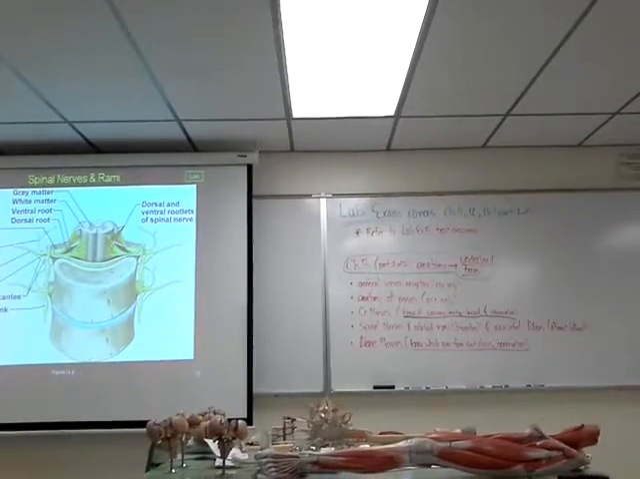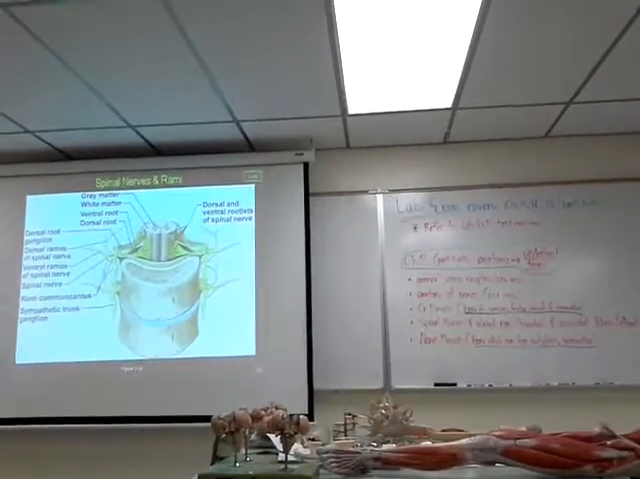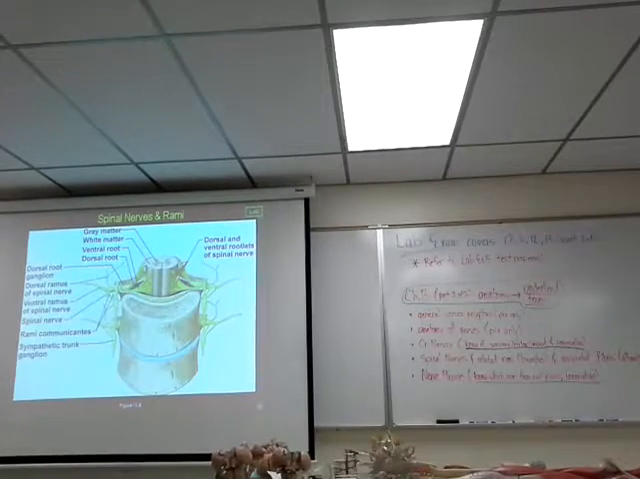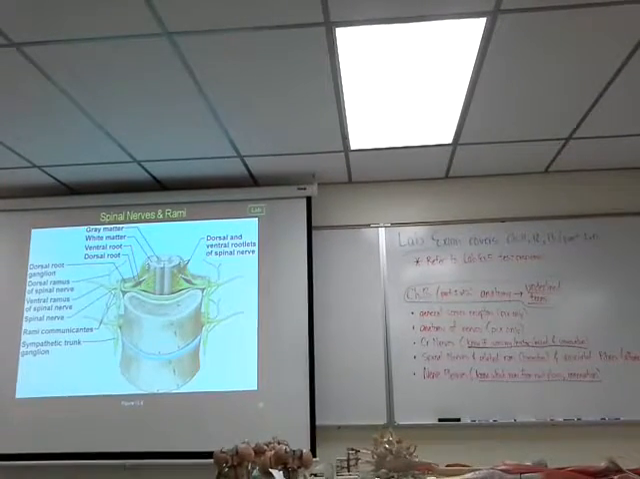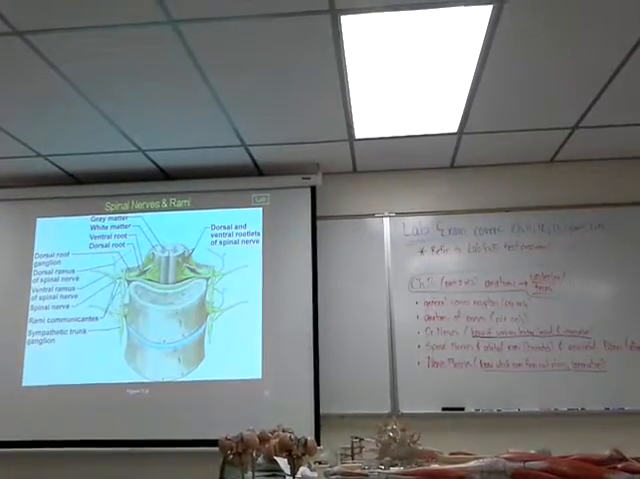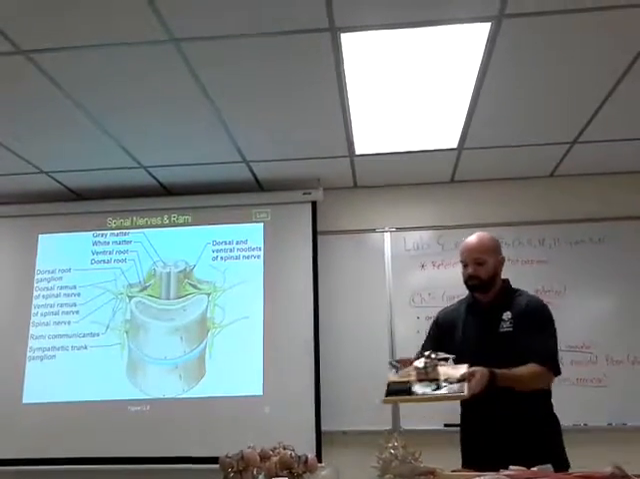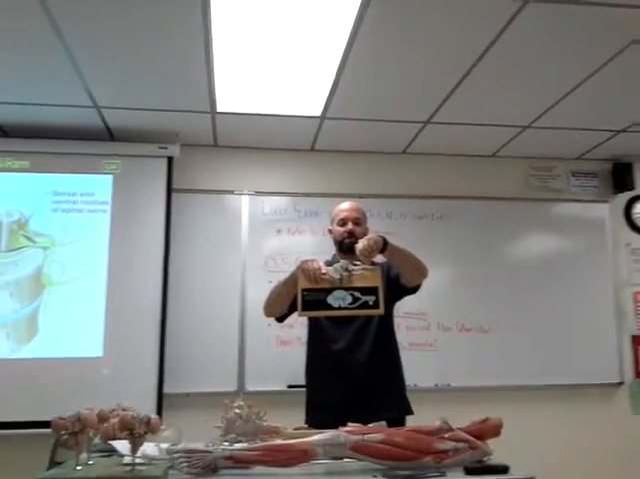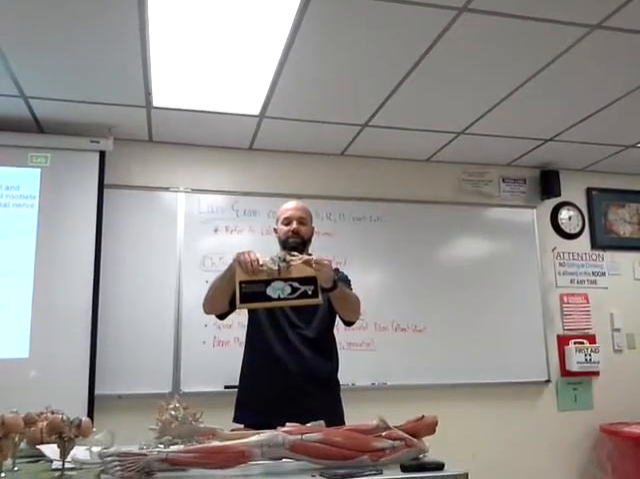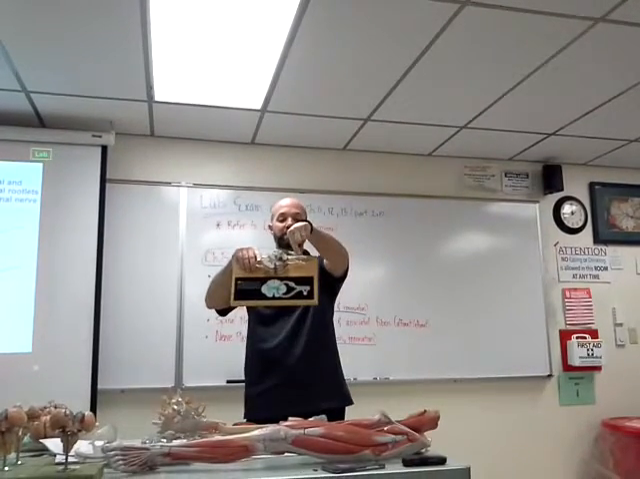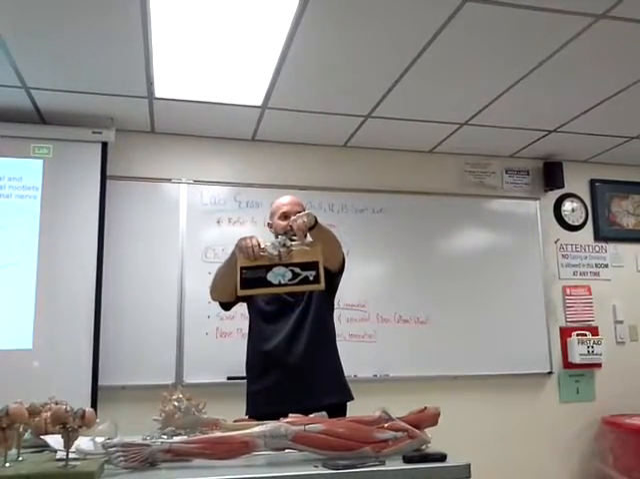But in addition to the ventral ramus, you have a dorsal ramus. And then you have these two smaller ones called rami communicantes. And that's all on the model. So this big one here is ventral ramus. This small one in the back, dorsal ramus. And these two in the front, rami communicantes. So spinal nerve technically is just this little piece. That's it.